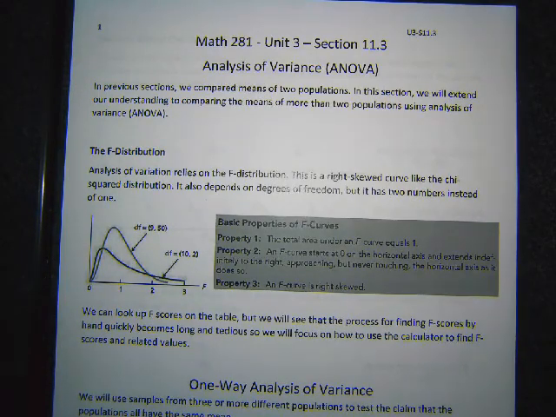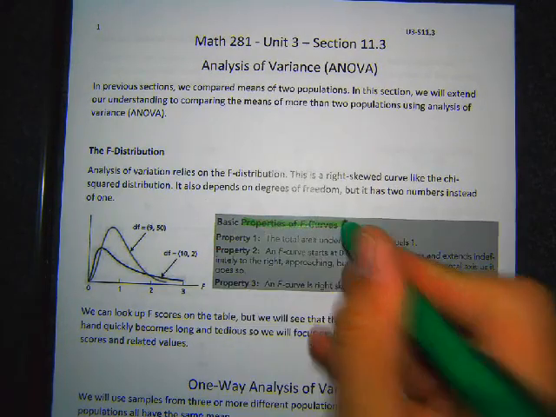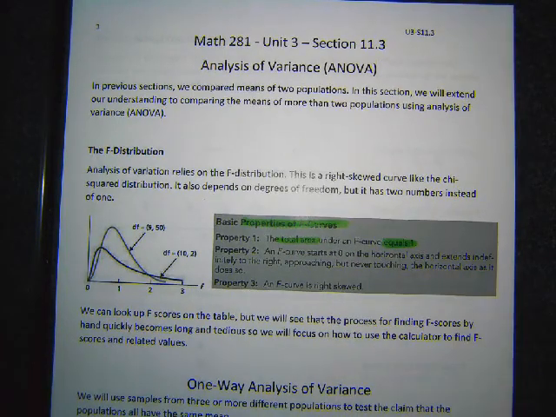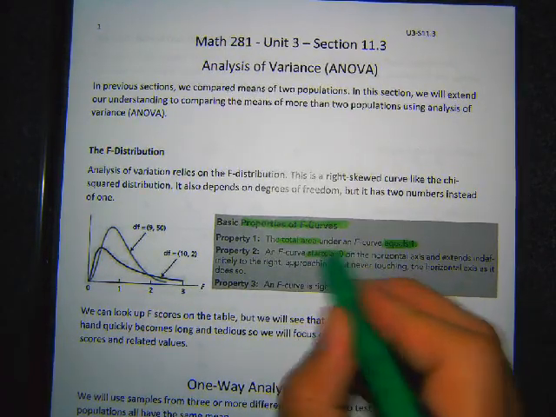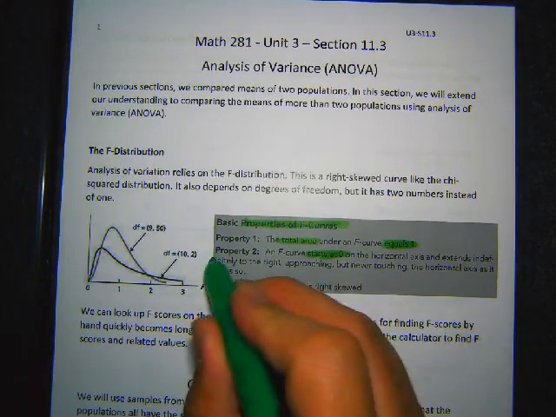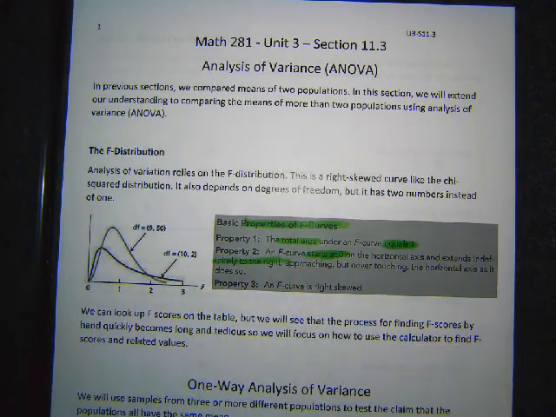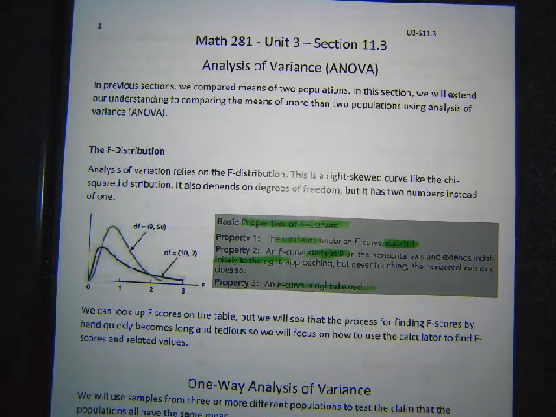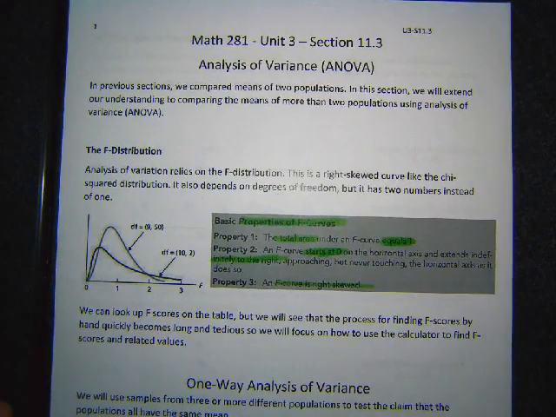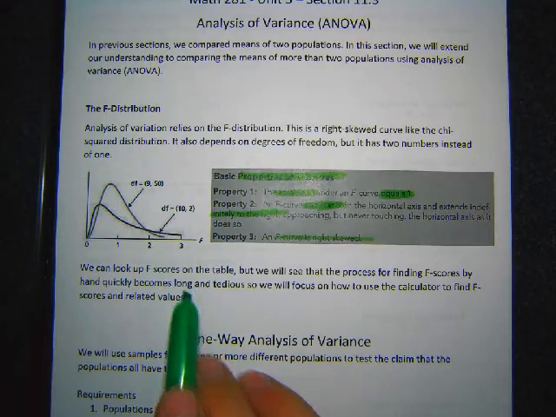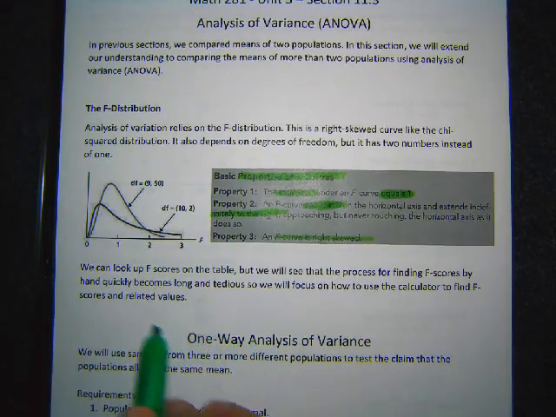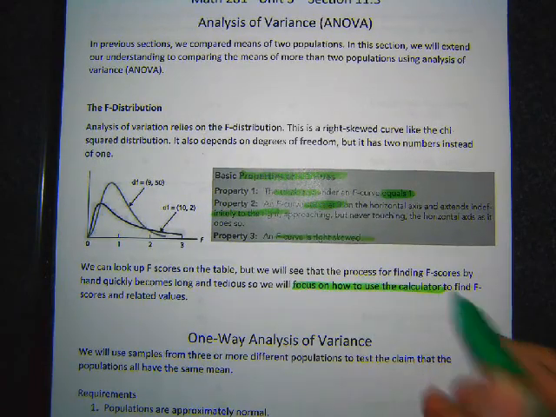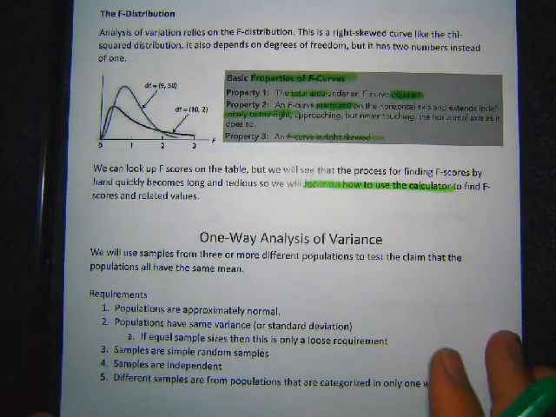Just a little note: the F curve is very similar to the chi-squared curve. The total area is 1, just like we've seen for pretty much all our curves. It does start at 0, just like the chi-squared curve. It extends infinitely to the right, getting closer and closer, never touching. It is right skewed, so very similar to our chi-squared distribution. It does have degrees of freedom. You can look up F-scores in the table, but we're not going to need to do that. That gets to be long and tedious, and we're just focused on how to use the calculator.